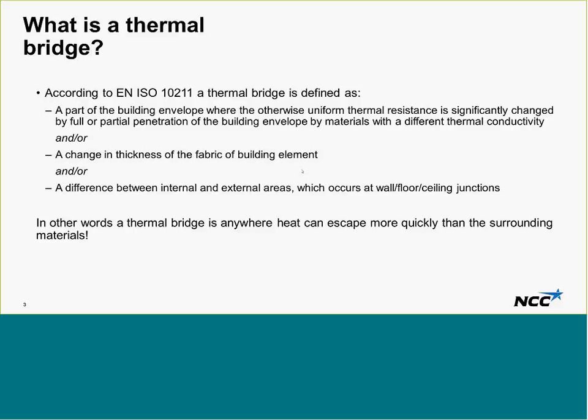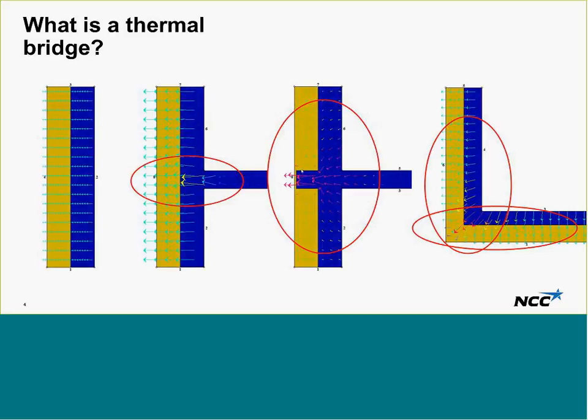So all this is saying basically is that a thermal bridge is anywhere on a building where heat can escape more quickly than the surrounding materials and constructions. And so, just to show a little bit of a visual picture of what a thermal bridge is, we have a wall in the first image which is completely uniform. We'll just assume it's concrete and insulation. We have the same heat transport through the whole wall.